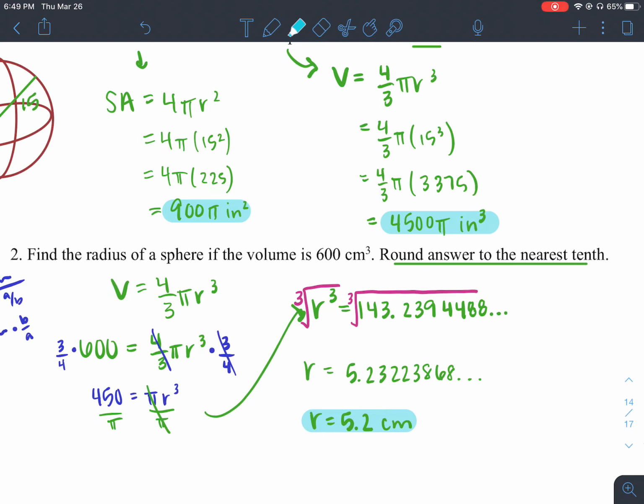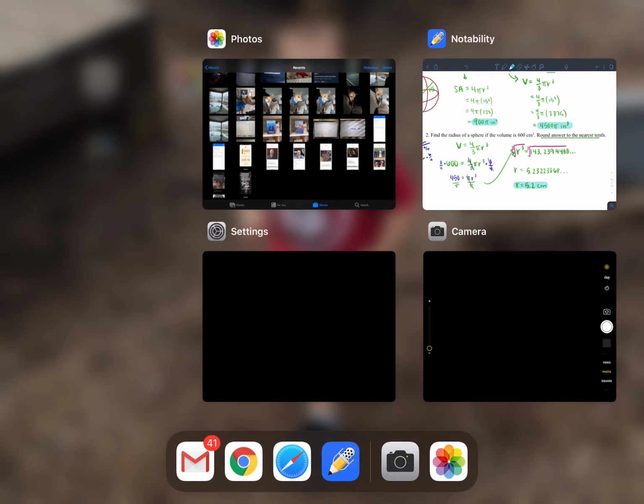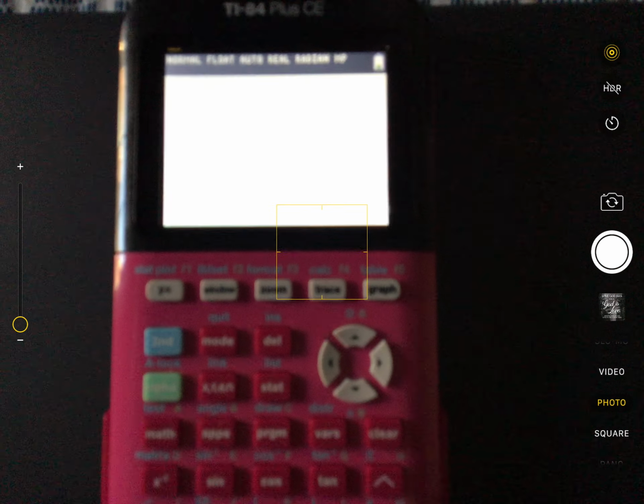Okay, so now I'm going to try and show you on the calculator how to do this. Hopefully it'll still keep recording and it won't kick me out. What I'm going to do is I'm going to go to the camera. Here we go.